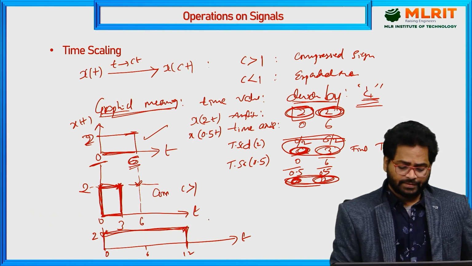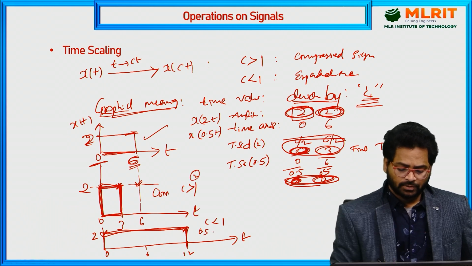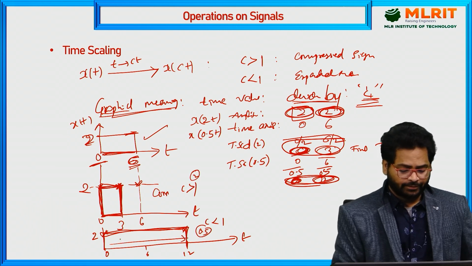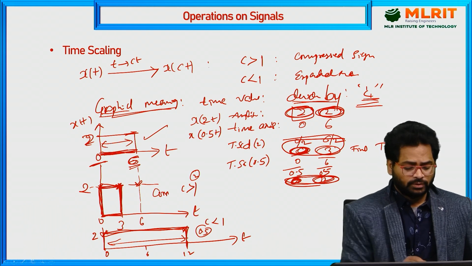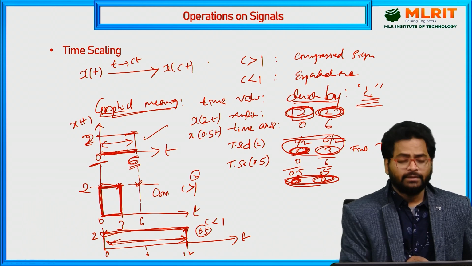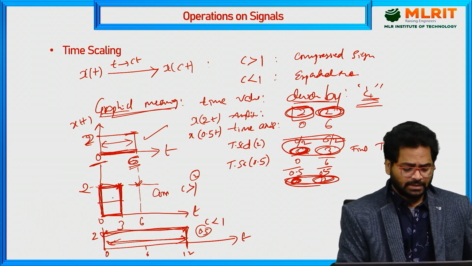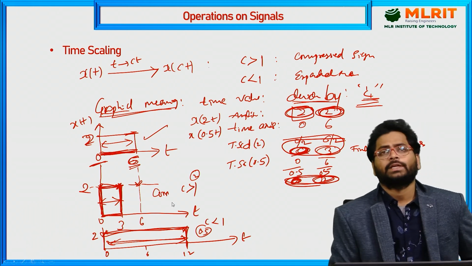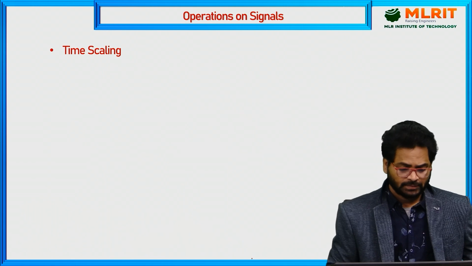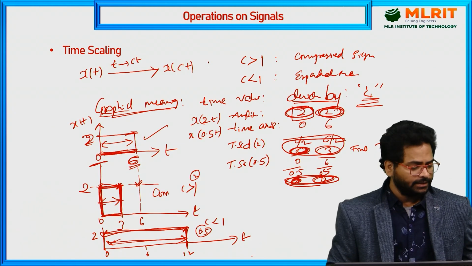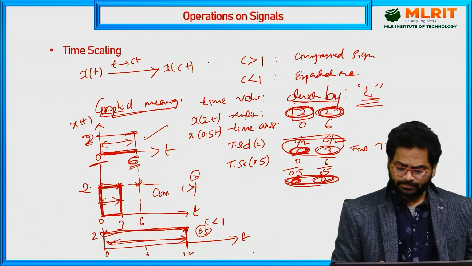See, this is a C less than 1. That means 0.5 I have taken. This C greater than 1, I am taking it as a 2 value. For 0.5, the signal is expanded from 6 up to 12. And for C greater than 1, the signal is compressed from 6 to 3. So this is about the time scaling operation. We will take another example also if required. Okay, now enough.